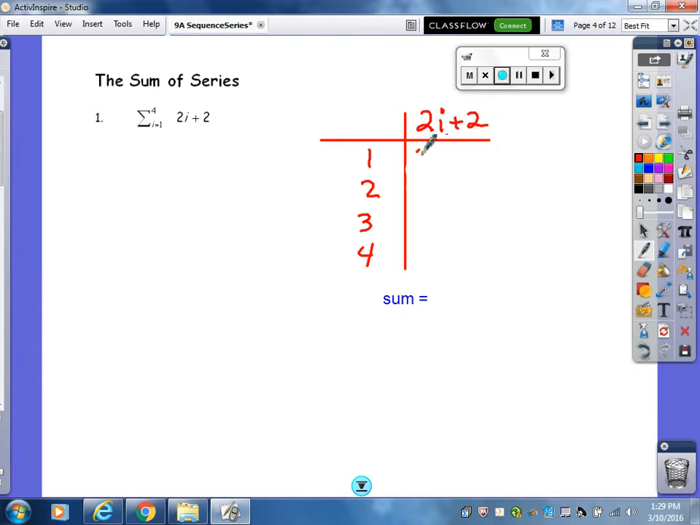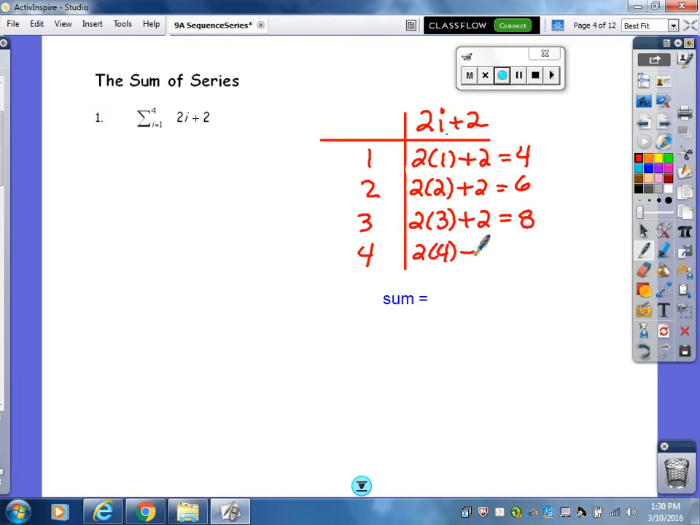Alright, so we're going to plug in 1. So 2 times 1 plus 2 is equal to 4. Now plug in 2. 2 times 2 plus 2 is equal to 6. 3. 2 times 3 plus 2, so that's going to equal 8. And then put in 4. 2 times 4 plus 2, and that's going to equal 10. Now you're not done until you add them up. So you're going to add 4 plus 6 plus 8 plus 10, and that final answer of 28 is your answer. So the sum of this is equal to 28. Okay? So these are my domains, 1, 2, 3, and 4.